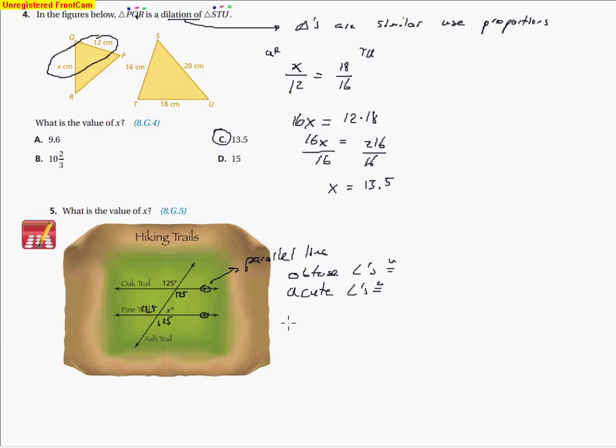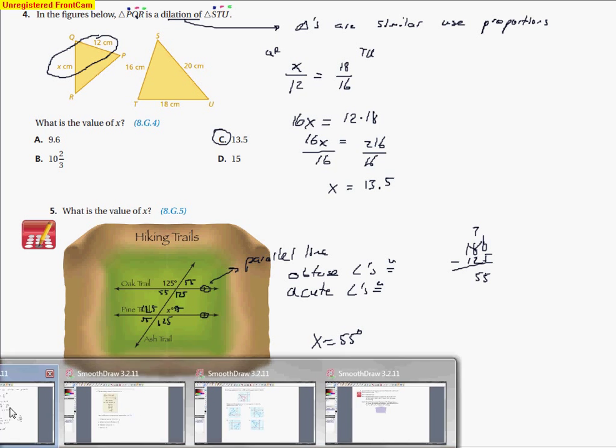Now, x is not a 125. It is an acute angle. So what I need to do is subtract that 125 from 180. When I do that, I borrow a little bit, and I end up with 55 degrees. So that tells me that all of these acute angles are all 55 degrees, including this x. So x equals 55 degrees. One way to prove that is I could say that 125 is corresponding to this one here, and then supplementary to the x value.